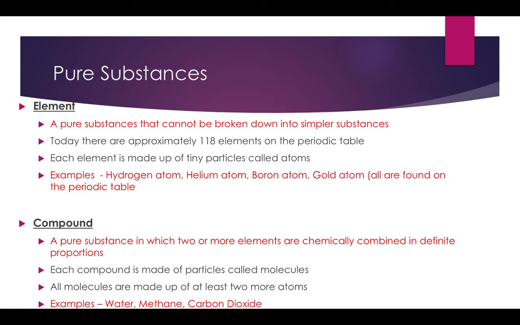So there's tons of different kinds of compounds out there, and generally if you take an element from the left side of the periodic table and an element from the right side of the periodic table, you can mash them together and make a compound. So we're going to take a look at that a little bit later.